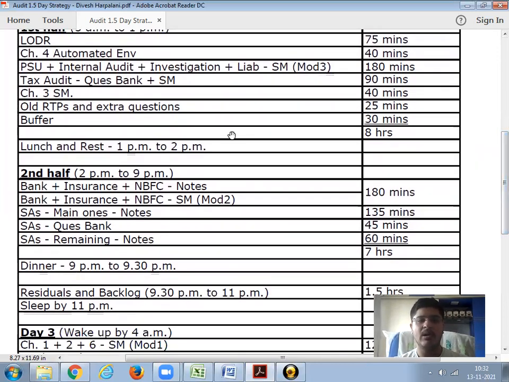So I've written over here old RTPs and extra questions. What does this mean? Those questions in RTPs which were not covered elsewhere, either in the question bank or as a part of the test your knowledge. So all those questions in the previous RTPs, when I say old RTPs, it means the new course RTPs till date. The questions which are not covered elsewhere, I covered them separately.